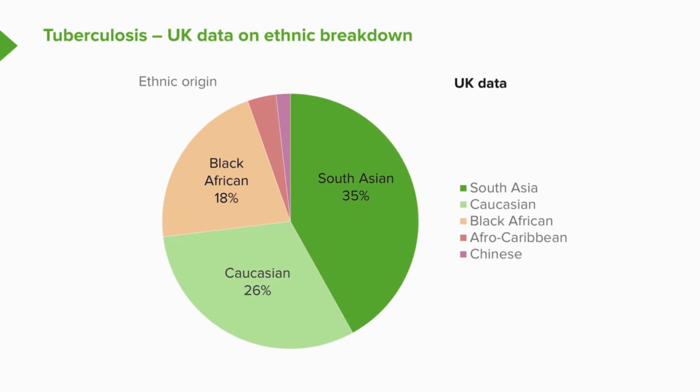And that means the ethnic breakdown of people with tuberculosis in the United Kingdom is heavily biased towards people who were born abroad. That's why 35% of people with tuberculosis in the United Kingdom are of South Asian origin, and another 18% are from sub-Saharan Africa, with Caucasians only making up 25% of the population.